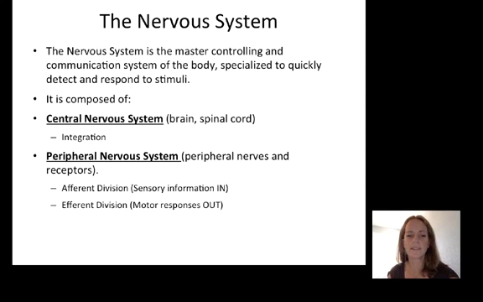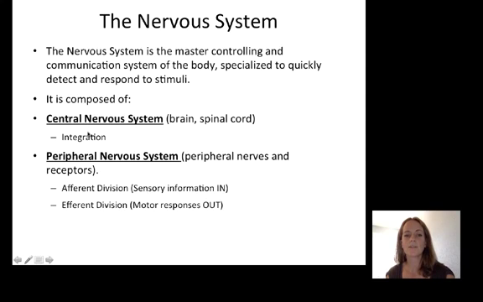The peripheral nervous system is made up of peripheral nerves and receptors, and there are nerves that come into the central nervous system. Those are the afferent division. That is sensory information, so bringing in information. So touch information, temperature, pressure, pain, and then your special senses, hearing, vision, taste, smell, equilibrium, where our bodies are in space. All of that sensory information is coming into the central nervous system through the afferent division.